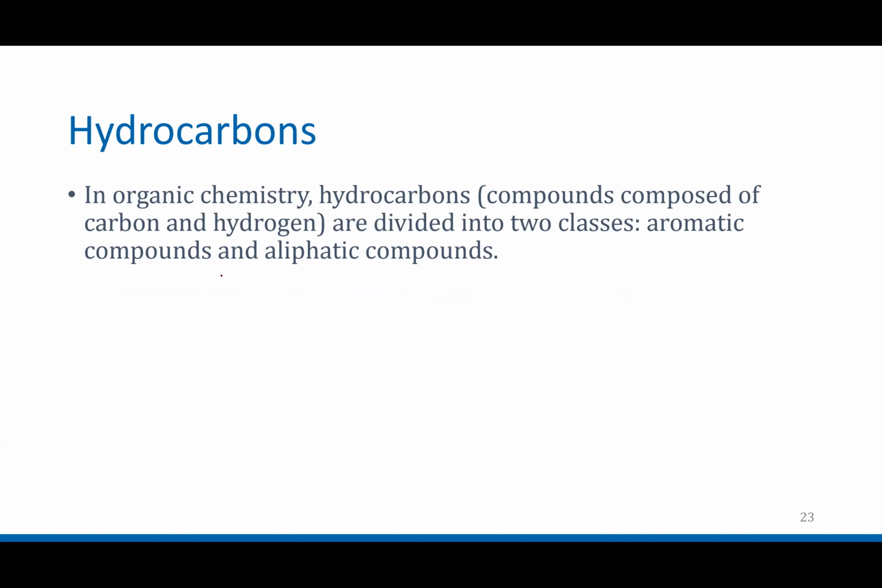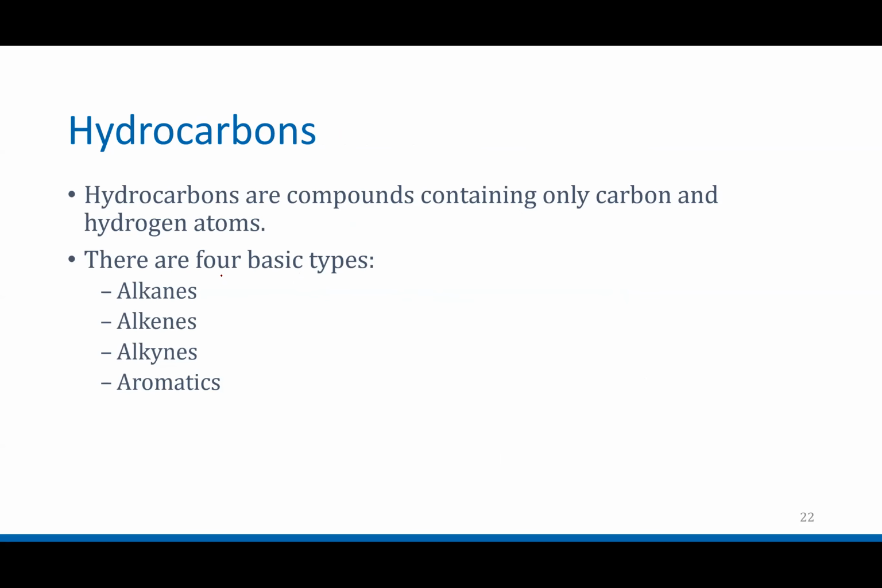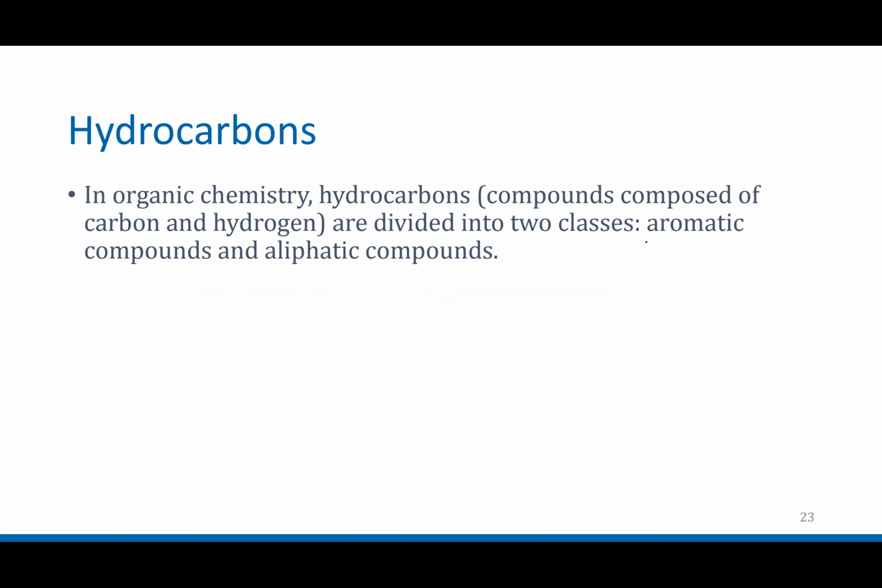In organic chemistry, hydrocarbons are divided into 2 classes. These basic types can be split into aromatic compounds and aliphatic compounds. Aromatic compounds are, I want to say ring-based, but they have an aromatic ring in them. An aromatic or benzene ring is different than a normal ring, and I will talk about that in the next couple of slides. Aliphatic can be straight chains.